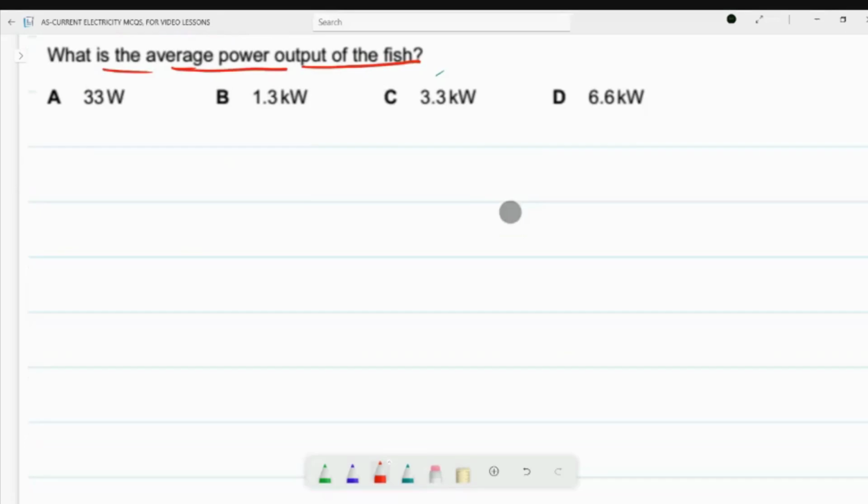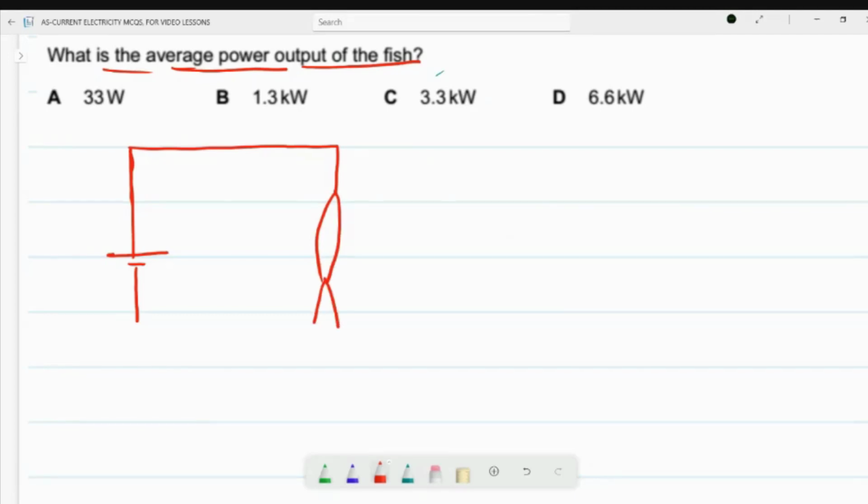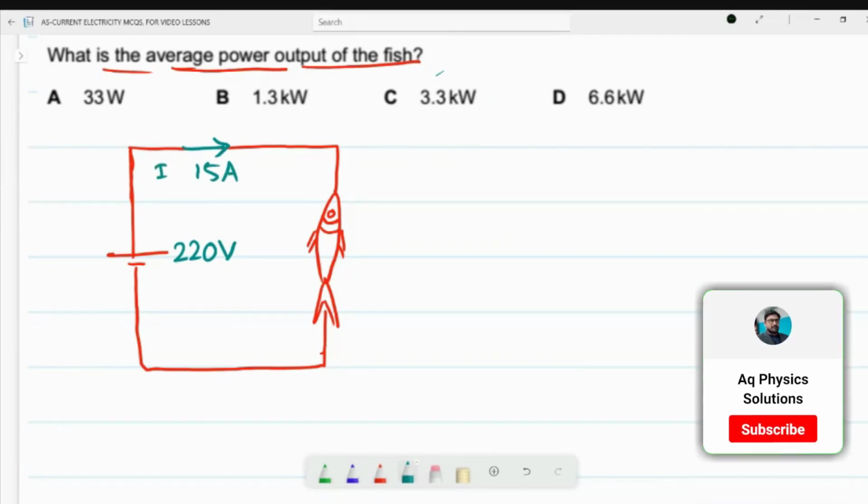So let's draw the circuit first. Suppose this fish is having a voltage source across it, and this is that fish. I do not know how it looks, but I can imagine it would be a very gentle fish that is generating this much voltage. It would not be gentle at all. So it is producing 220 volts, and there is a current of 15 ampere passing through it, but that current is for a very short time interval.